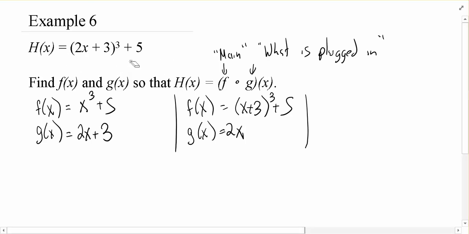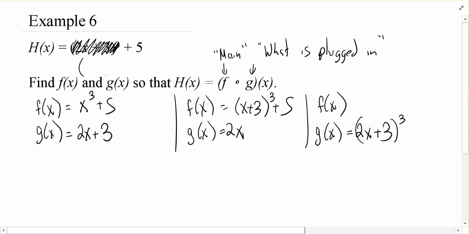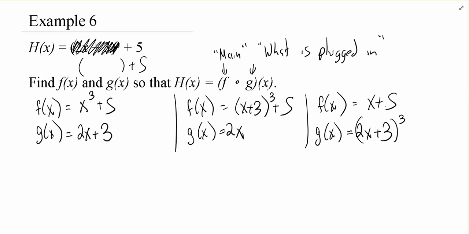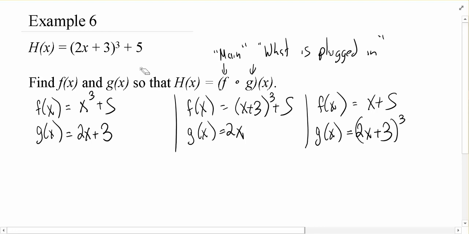And I could go the other direction too and say, what if, instead of covering up 2x plus 3 like I did originally, what if I covered up a little bit more? What if I covered up the 2x plus 3 cubed? So 2x plus 3 cubed is what I covered up. What's left when I do that? Something plus 5. So x plus 5. Each of these 3 different columns I have are valid answers to this problem that says find the components f and g so that my original problem can be written as f of g of x.